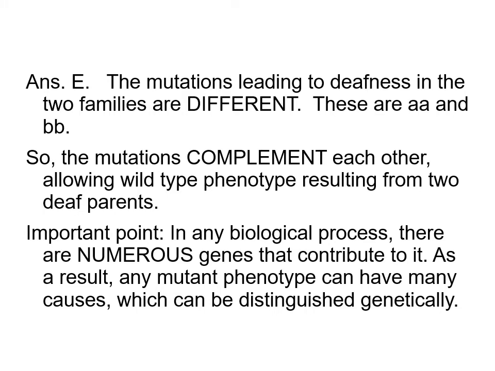Right? So the mutations complement each other. Each of the children got a wild type allele of both of the genes, one from one parent and the other from the other parent. So the result is they are normal hearing because they have a wild type allele of both of the genes that were involved in this process in the first place.